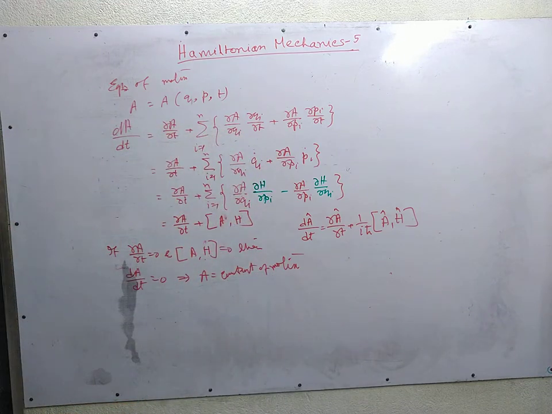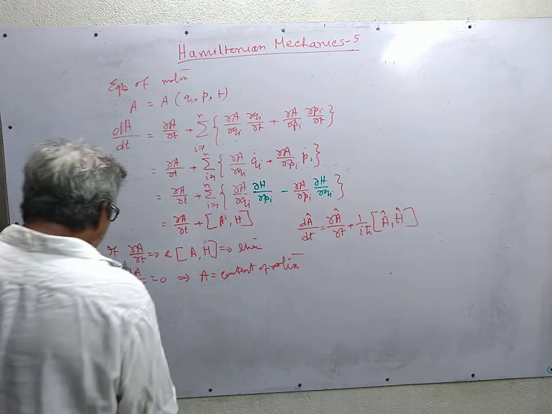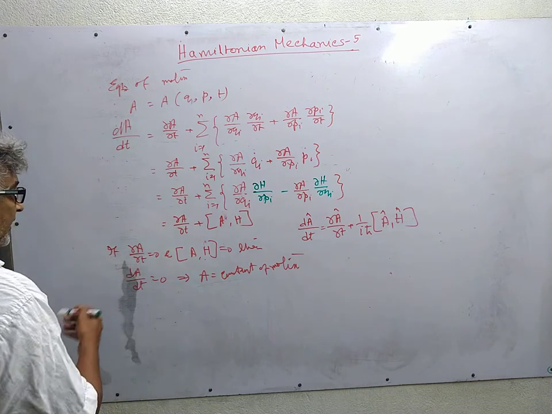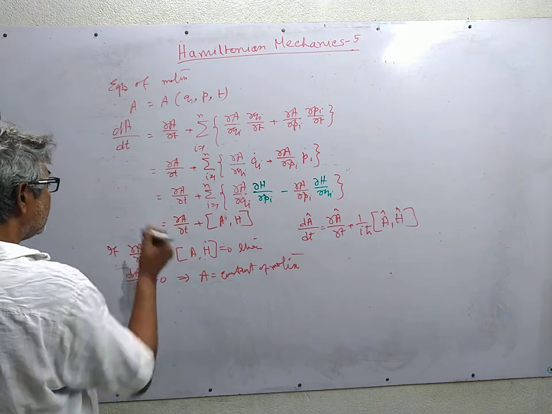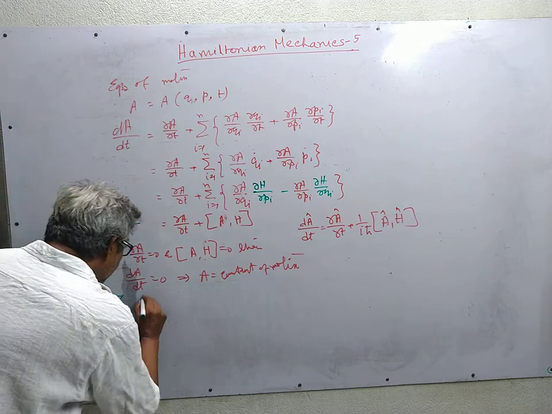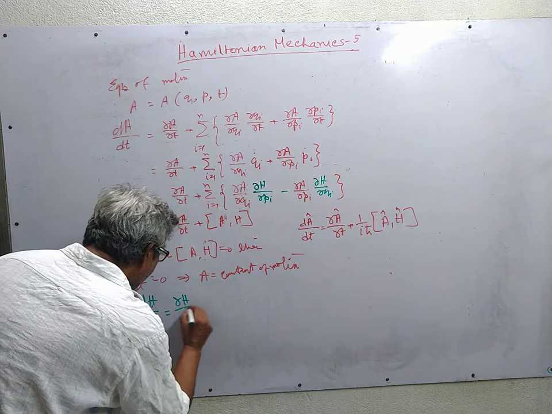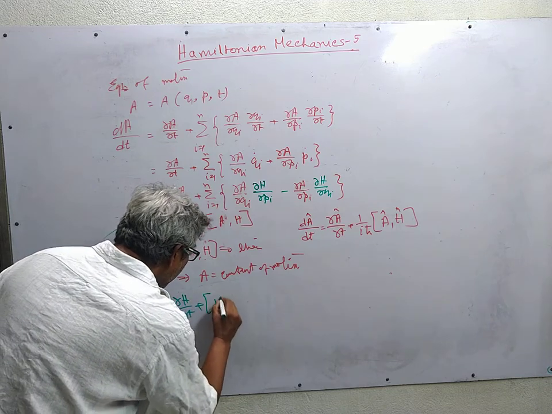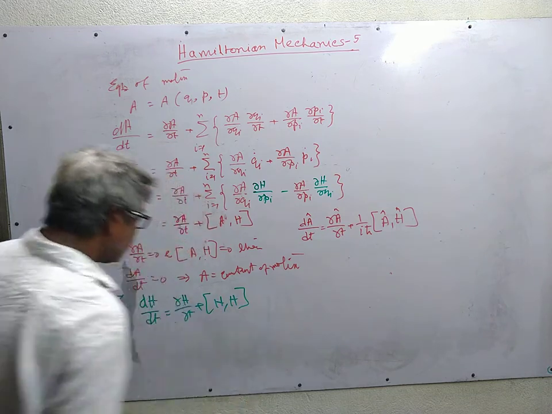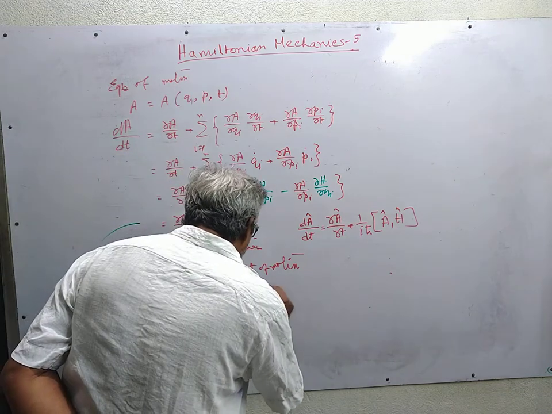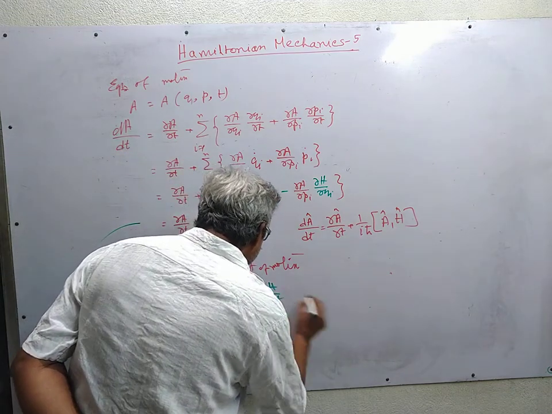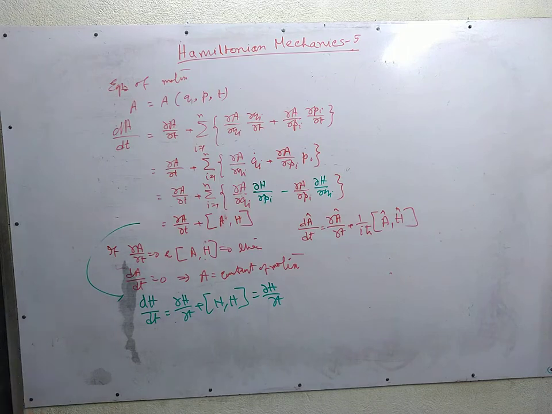It is very interesting to note that dH/dt can be written as this equation. We get dH/dt equal to del H del t plus the Poisson bracket of H with H, which is zero, so it is simply del H del t. And if H doesn't have any explicit time dependence, then H, the Hamiltonian, is a constant of motion.